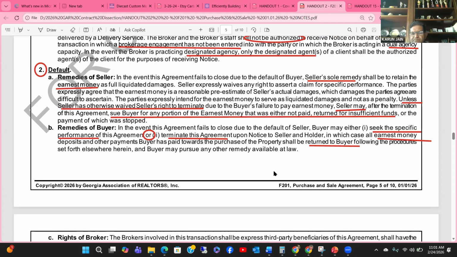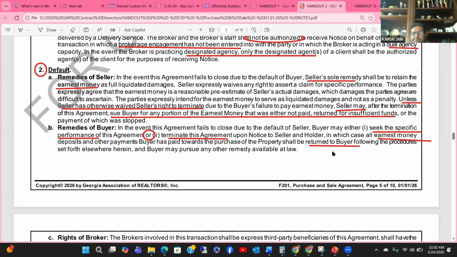But you buyer's agents, if your buyer's going to sue the seller for what's called specific performance, their earnest money stays in the deal. Because if a judge rules the seller has to go through with it, then earnest money is part of the contract. Or the buyer can terminate this agreement and then they would get their earnest money back.